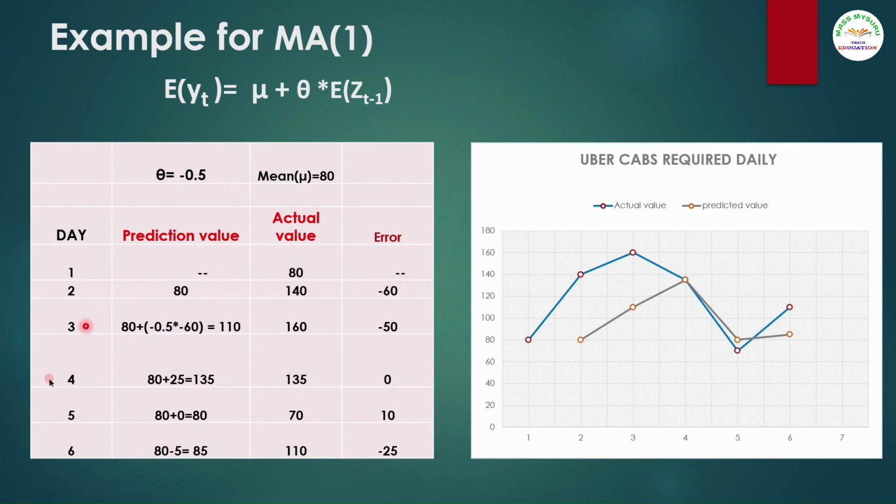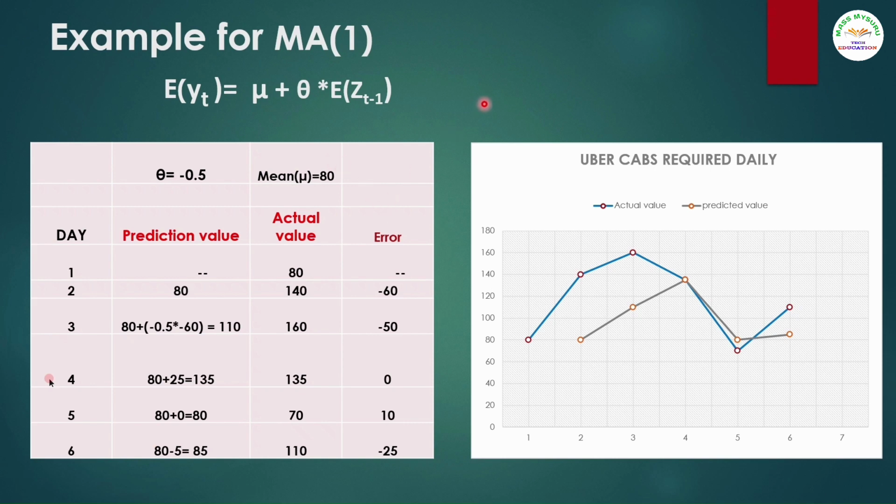The next day you are asked to make a prediction, but now you do not have any idea what the time series looks like. So assume it is going to be the same value. Let's make a prediction of 80, and let's see the actual value jumped to 140 cabs. So you made an error in prediction. The error is 60. So in the time series equation, let's say you take a constant theta equal to minus 0.5 and mean mu equal to 80. So the initial mean value mu is 80. Now you see that you made an error.